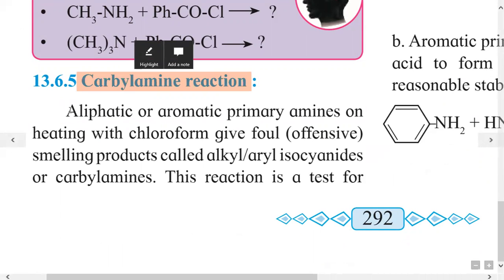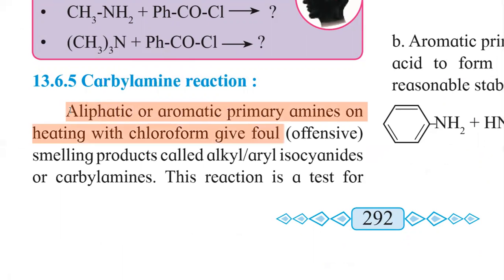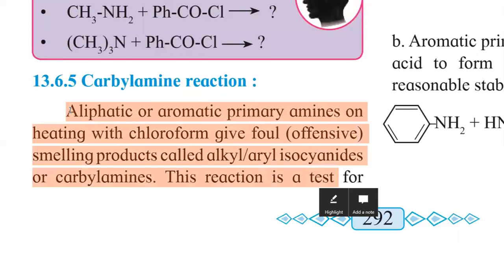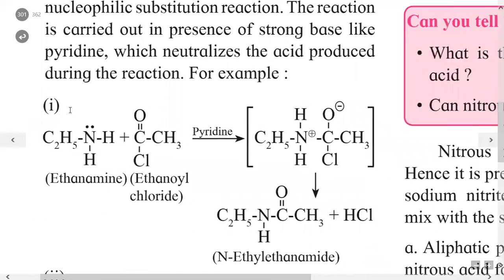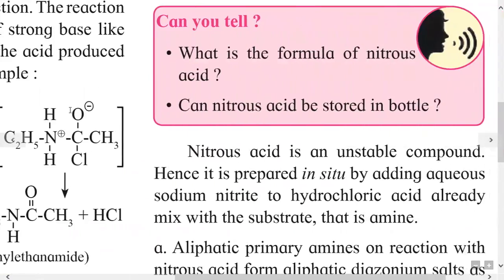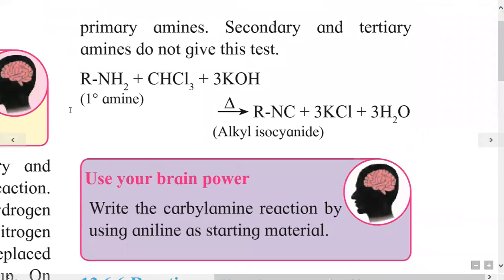Now, what is the carbylamine reaction? An aliphatic amine or aromatic primary amine, when treated with chloroform in the presence of alkali, gives foul-smelling, offensive-smelling products called alkyl or aryl isocyanide. These are commonly called carbylamines, and this test is called the carbylamine test. Now we will study this reaction for the carbylamine test.